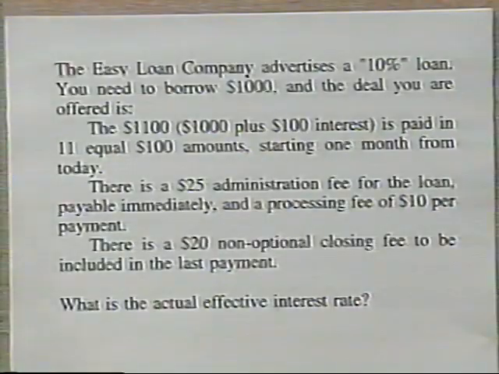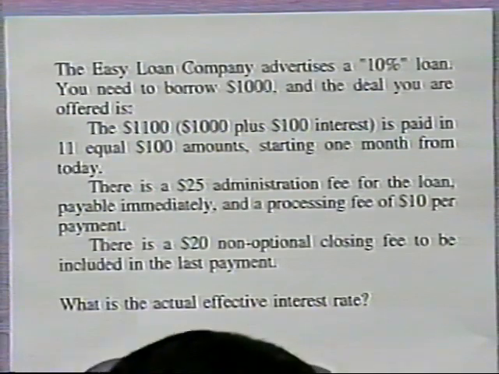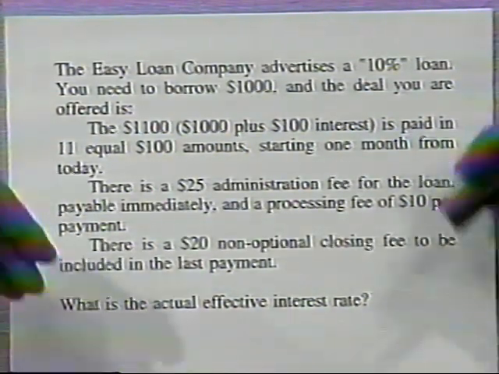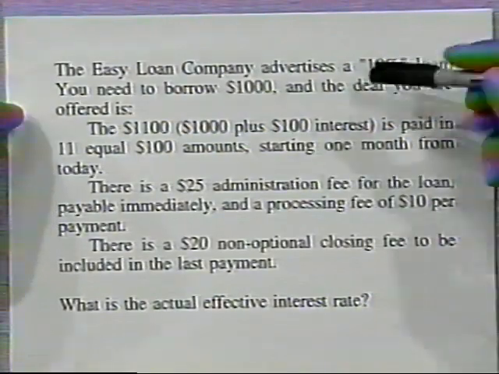Not all complex problems are of the form of simply finding a future worth or present worth or something like that. There can be unknown interest rate or unknown number of periods problems too. Here's another example where the Easy Loan Company advertises a 10% loan. And the logic of their loan goes like this.